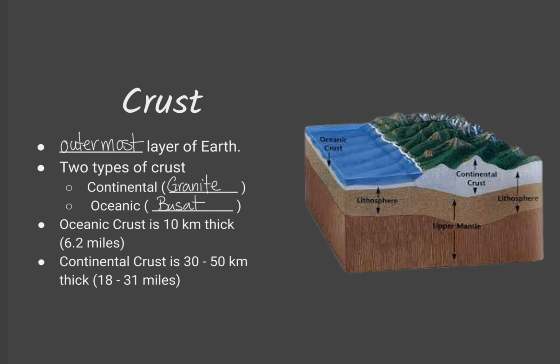Oceanic crust is also very thin at only 10 kilometers thick. Continental crust is quite a bit thicker at 30 to 50 kilometers thick.